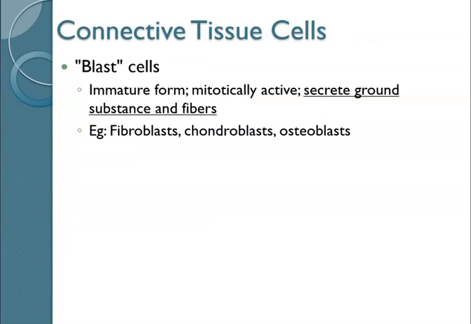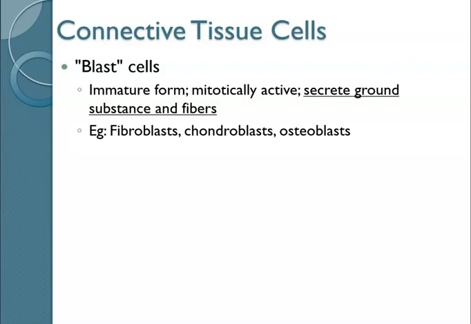Okay. So let's talk about some cells that can be found in connective tissue. So we have what we can say a group of cells, not necessarily all grouped together, but these are cells that are found in different tissues, blast cells. Okay, they are the immature form of the cell, and their main function is to secrete the ground substance or fibers, right? So fibroblasts, we can find them in a lot of our connective tissue. They will produce the fibers.